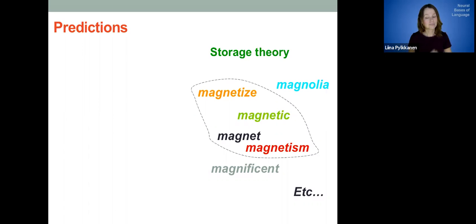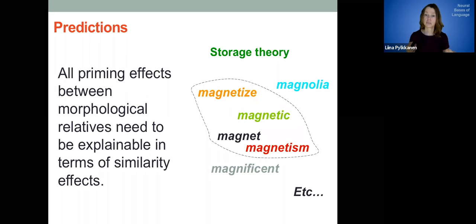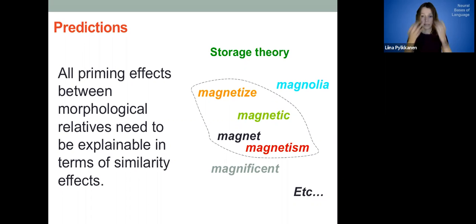But the little morphological family here that I've circled isn't really a family in this theory. All the priming effects that we should elicit between these words should be explainable just in terms of the similarity relationships that these terms have to each other. So they're phonologically similar. They have a lot of phonological overlap, in fact, and they're semantically similar as well. They all talk about magnets in some sense. So we should be able to explain the priming effects by referencing these similarity relations.